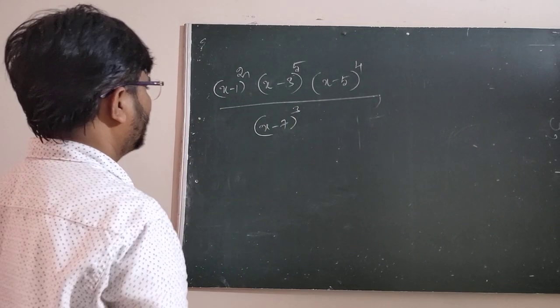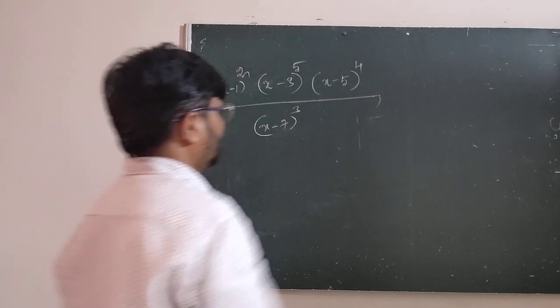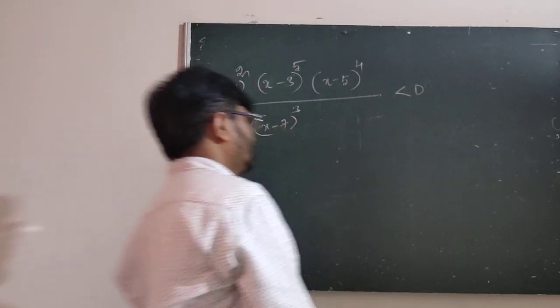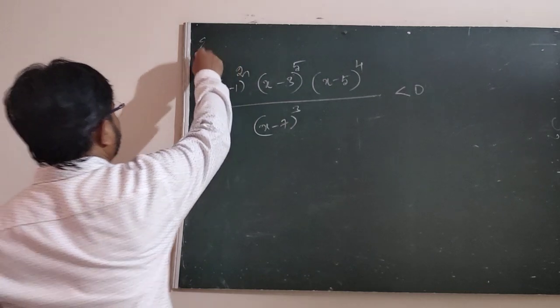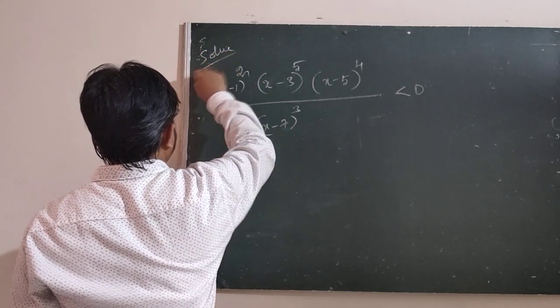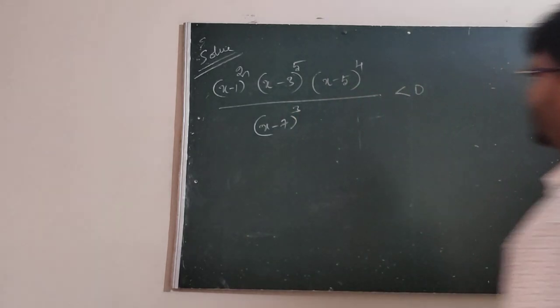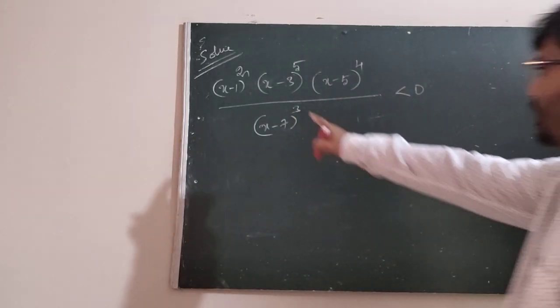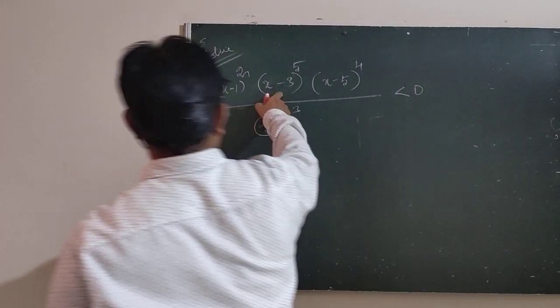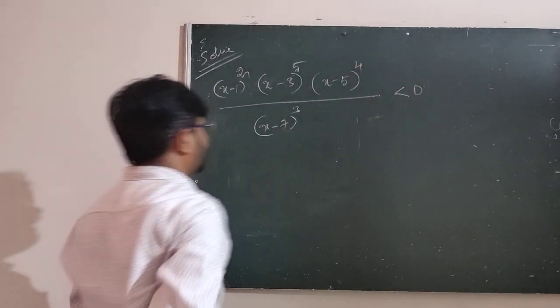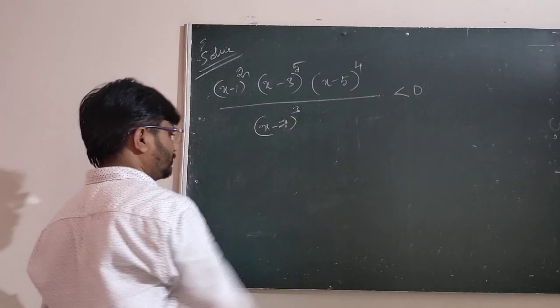So here we have to take less than or greater than, less than 0. Solve the equation. How to solve this one? So these are the repeated factors. These are the 2 times repeated x minus 1. X minus 3 is the 5 times repeated. X minus 5 is the 4 times repeated. X minus 7 is the 3 times repeated.